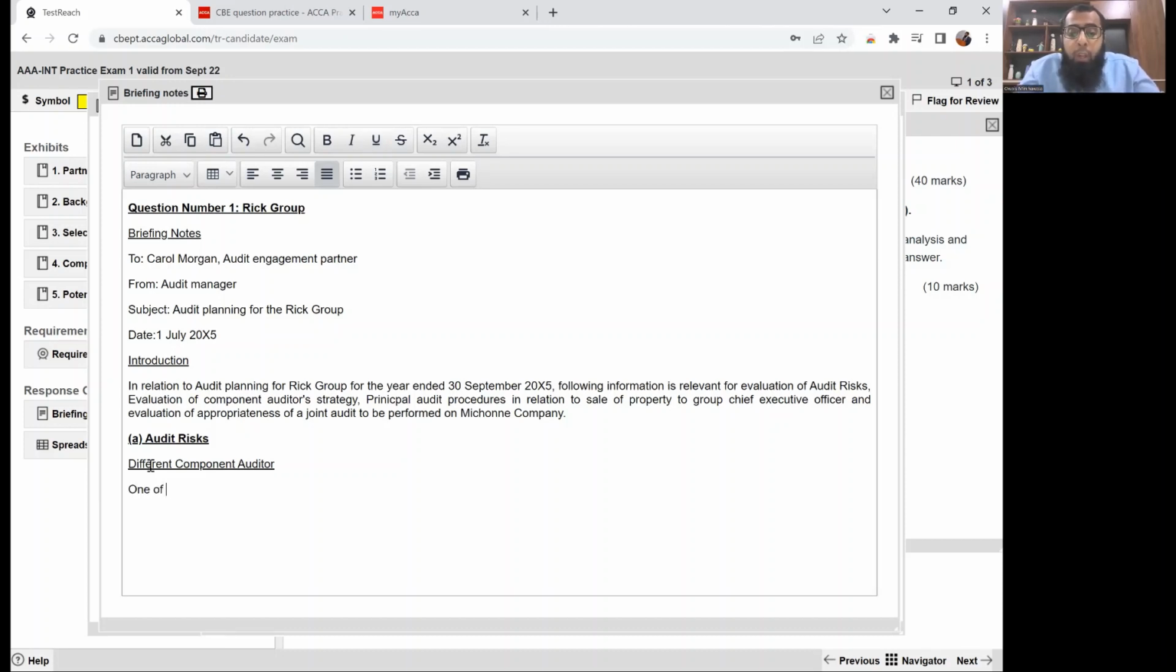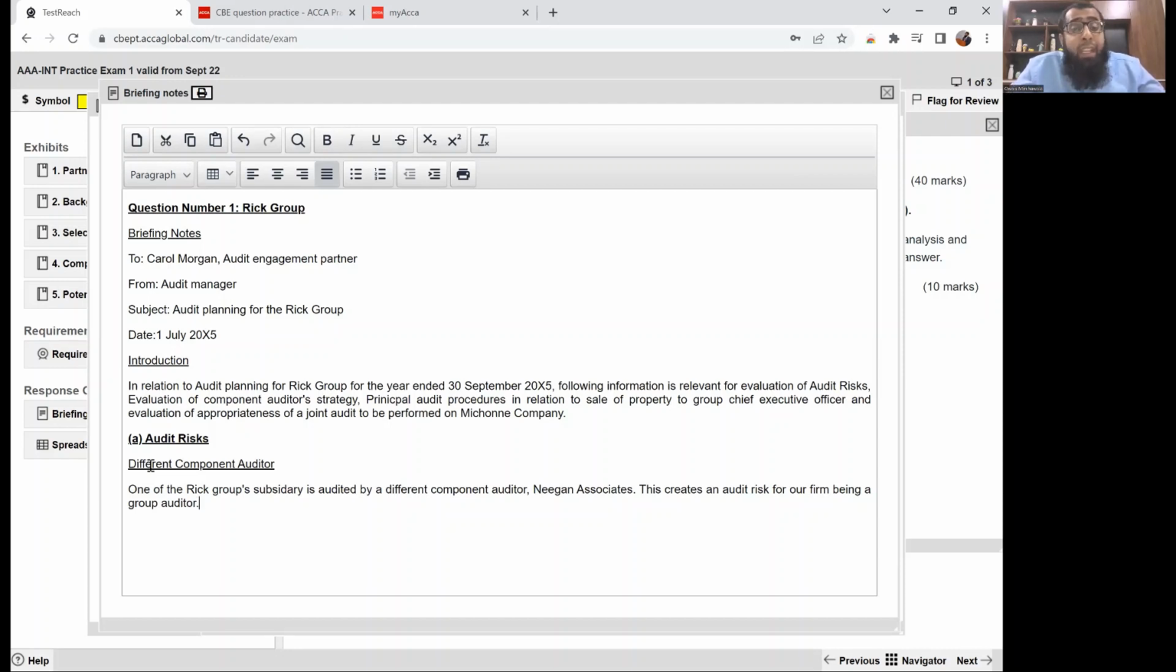One of the RIG group subsidiaries is audited by a different component auditor, Negan Associates. Okay, this creates an audit risk for our firm being a group auditor.